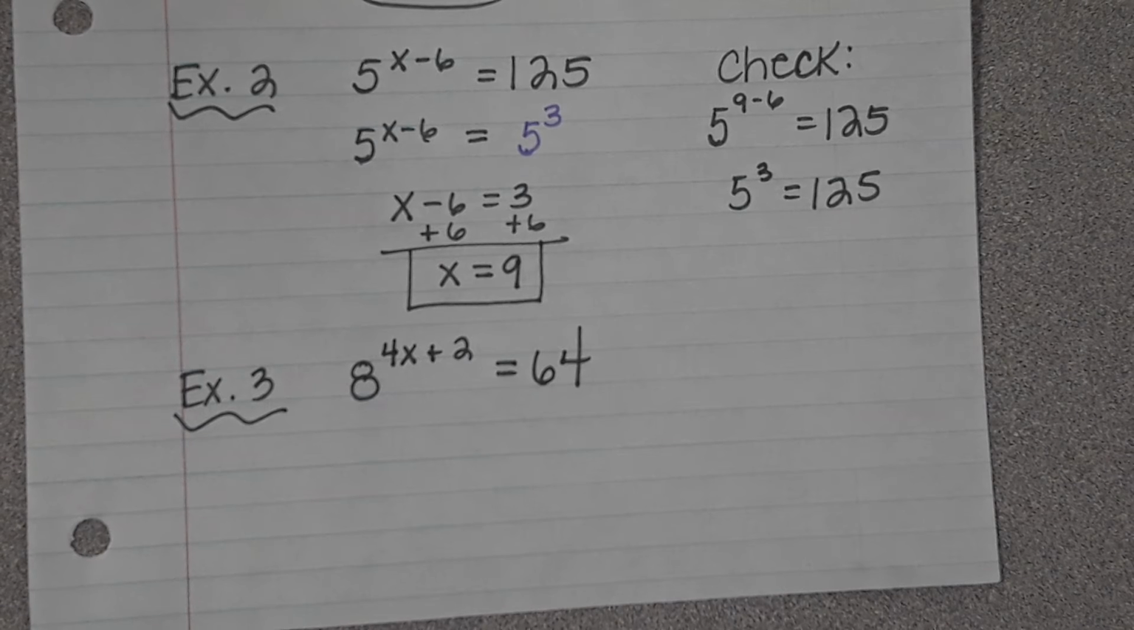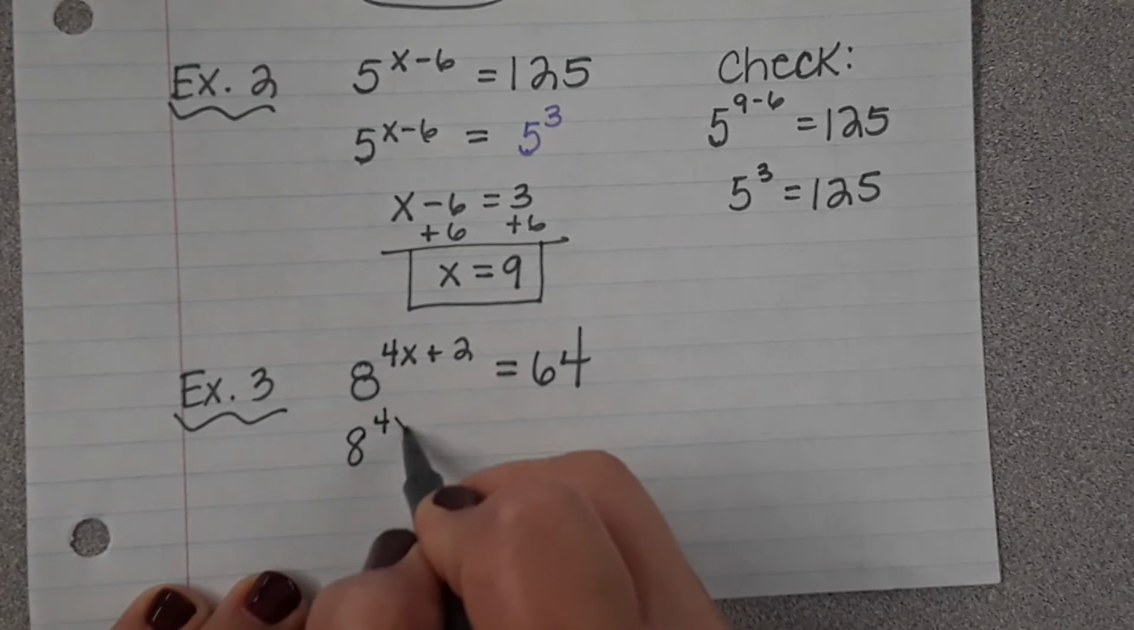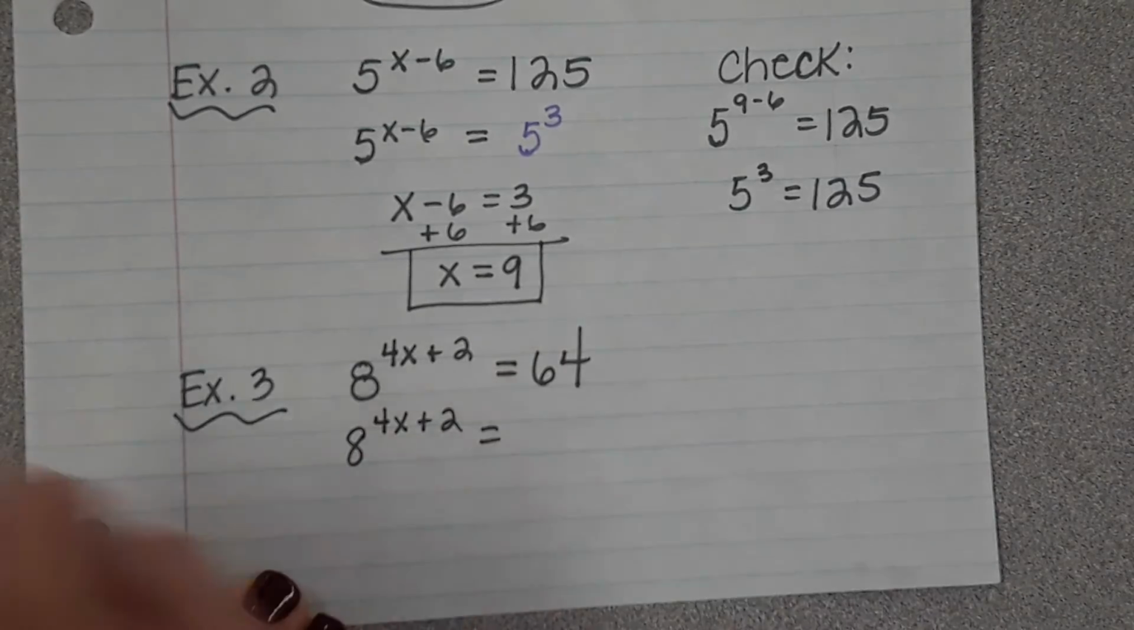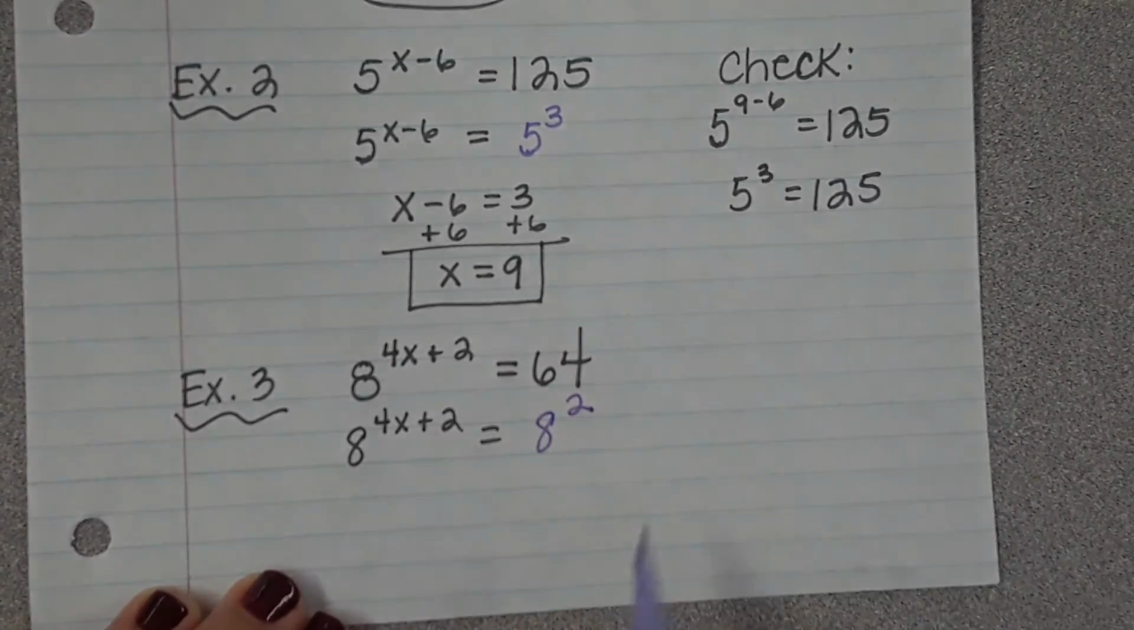Here we go. Okay, so again, you always are going to look at that larger number, and you're going to look at the base. So my base is 8. Can I rewrite 64 as a base of 8? Yes. So how many 8s does it take to get 64? So I'm going to rewrite 64 as 8 squared.